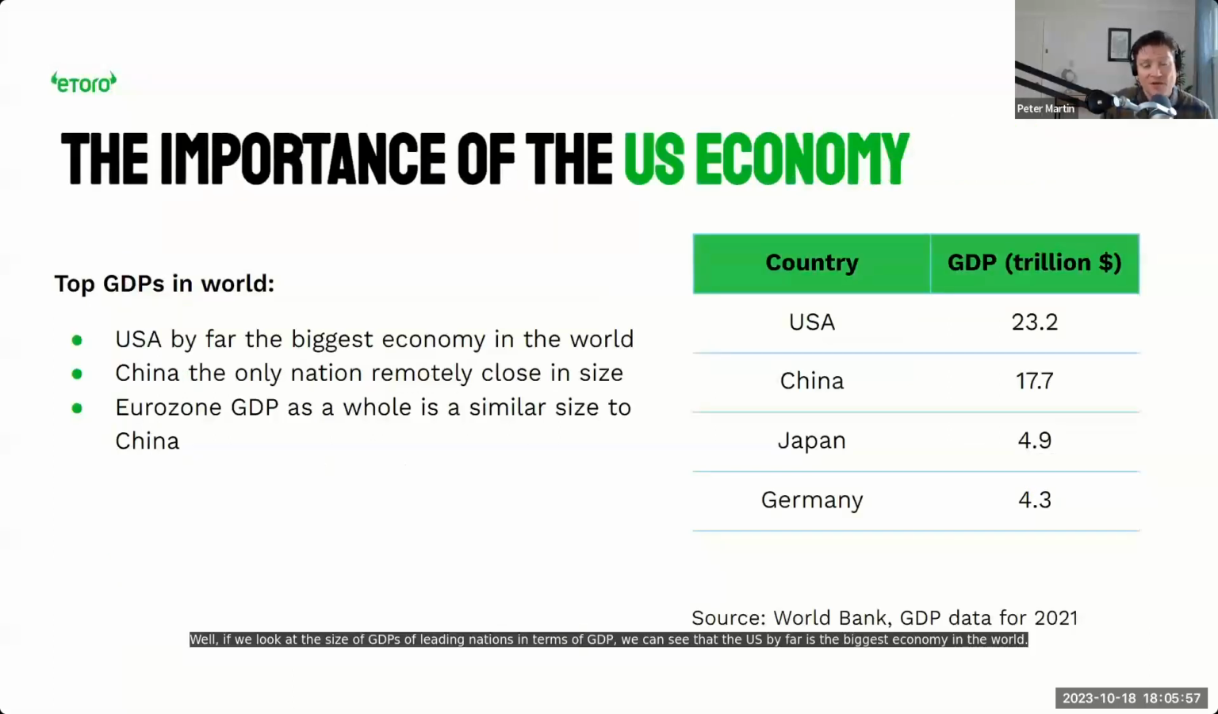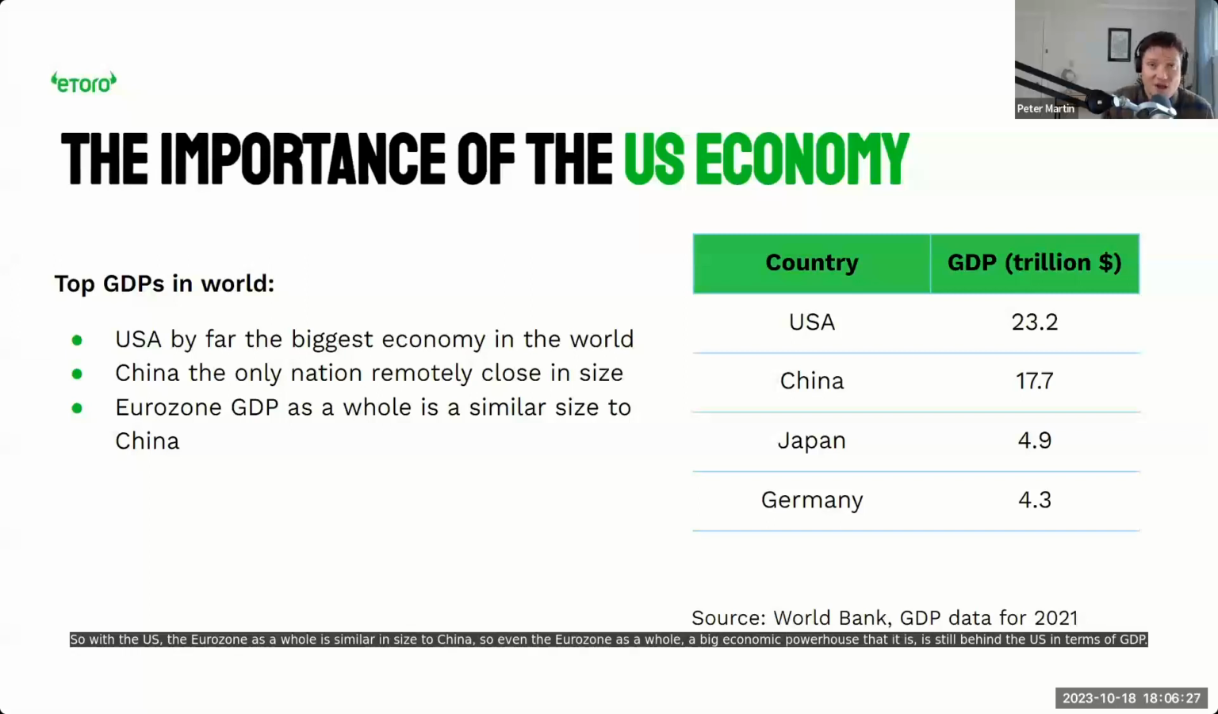Well, if we look at the size of GDPs of leading nations, we can see that the US by far is the biggest economy in the world. So we've got this little table on the right here showing you the GDPs of a few nations. The USA, trillions of dollars, 23.2, much bigger than even its closest competitor. China's the only nation that's remotely close in size. We can see it's still got quite a long way to go to catch up with the US.